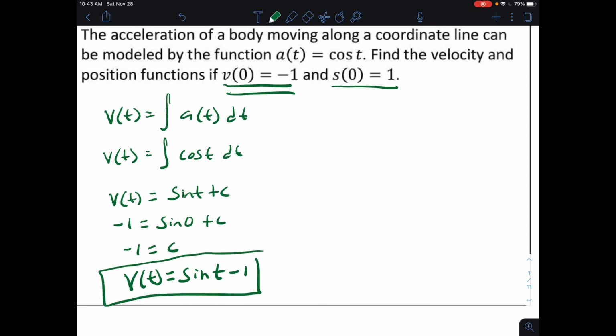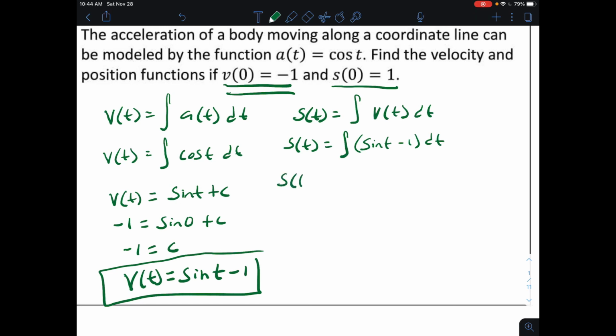Now we also wanted to find our position. Well, position is the antiderivative of velocity. And so we would integrate our velocity function to get our position equation. So position would be the antiderivative of sine of t minus 1 dt. We integrate that. Antiderivative of sine is negative cosine. Antiderivative of 1 is t. And then we have plus our constant of integration.